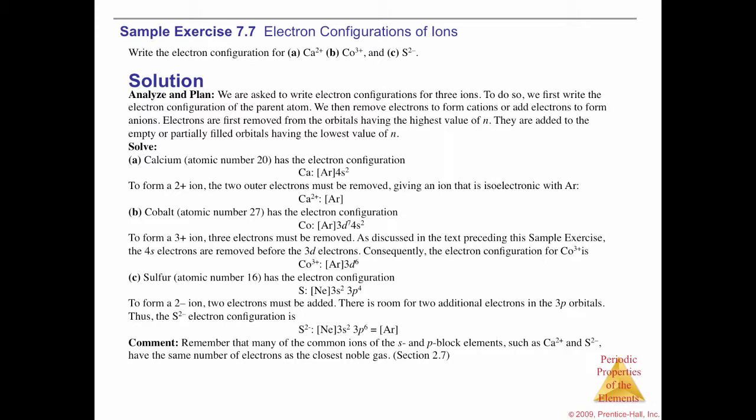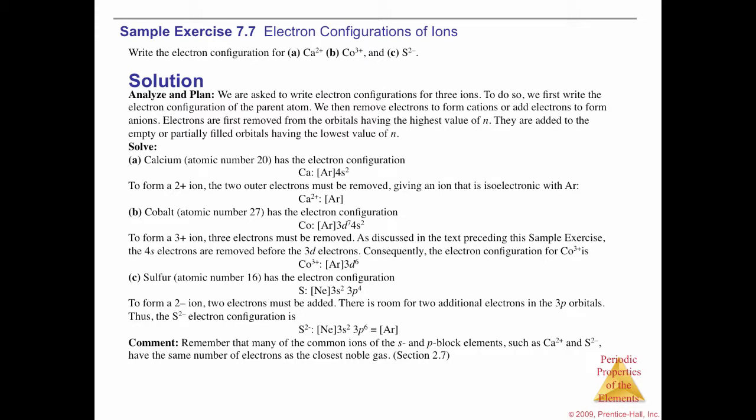Sulfur, atomic number 16, has the electron configuration neon 3s2 3p4. To form a -2 ion, 2 electrons must be added. There is room for the 2 additional electrons in the 3p orbitals. Thus, the sulfur ion electron configuration is neon 3s2 3p6.